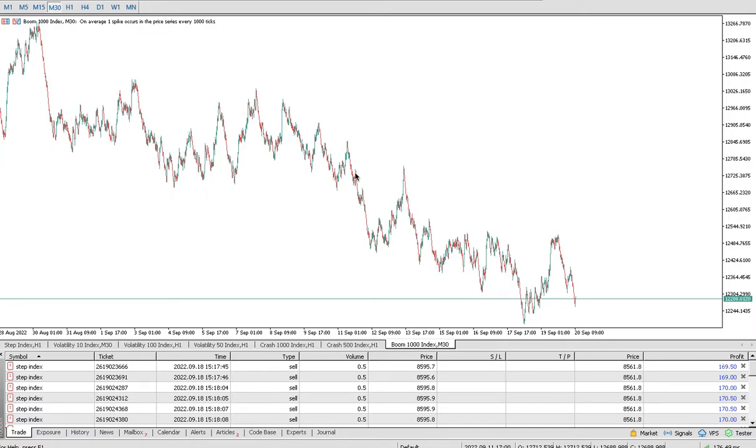Okay, so I believe this pattern will help you a lot if you implement it into your synthetic index trading. I will give you more and more as you grow. For now, just try and make use of this. Go to your chart, practice with this, try it on your demo before taking it to your live account.